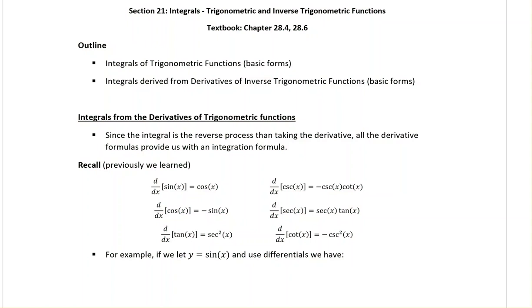Hello everyone. So in this video, I will discuss some integrals of trigonometric functions, just the basic forms. If you recall, previously we learned how to find the derivatives of trigonometric and inverse trigonometric functions. So today we're going to learn about the corresponding integrals of the forms that we have done earlier in the case of derivatives. Alright, so let's begin. Integrals from the derivative of trigonometric functions.